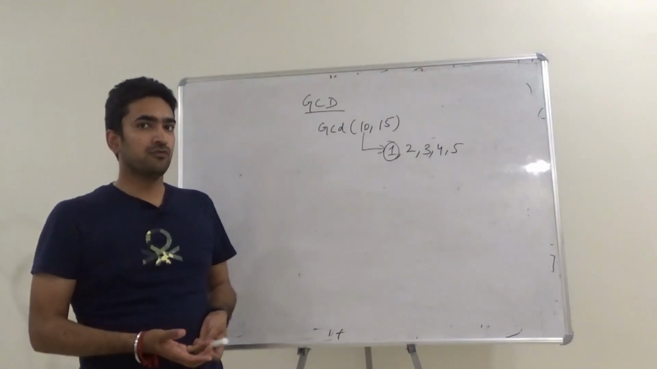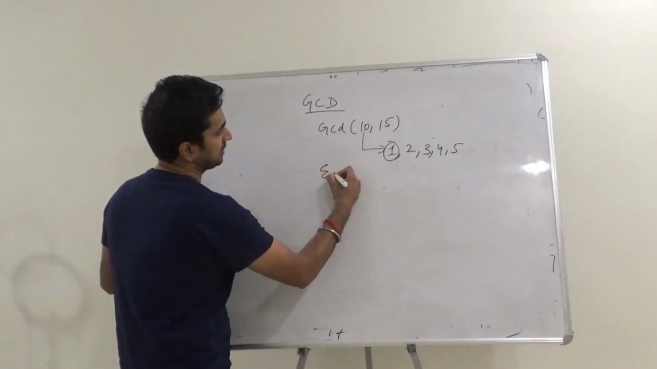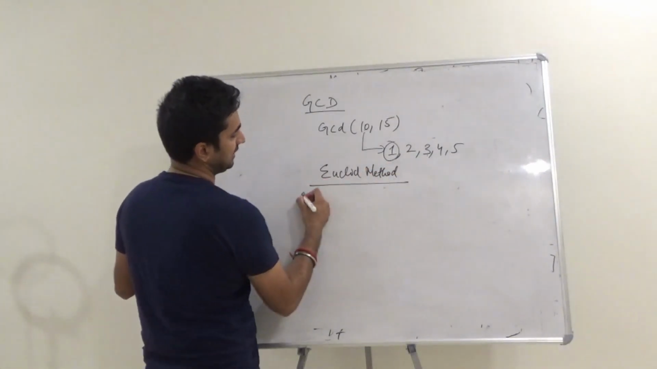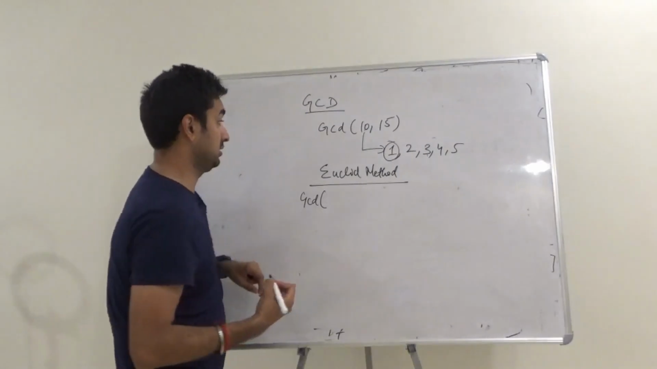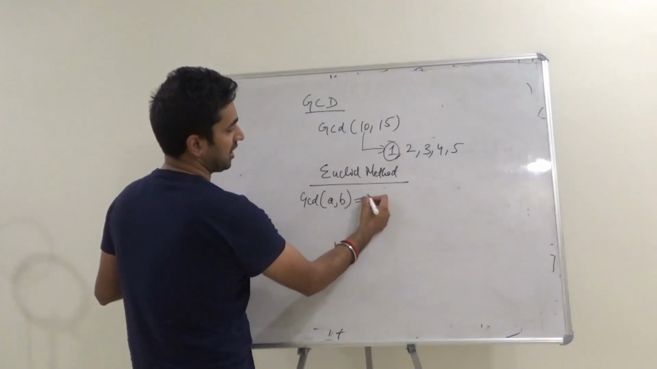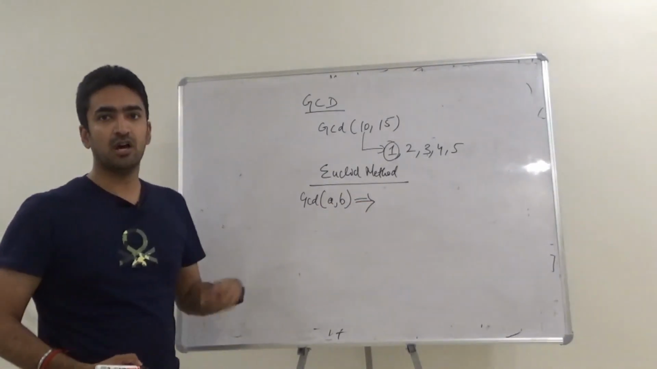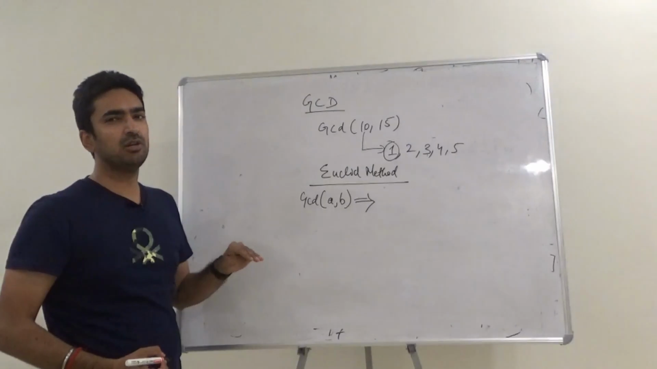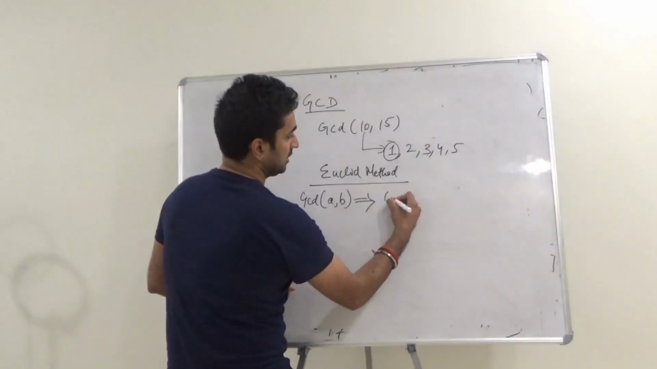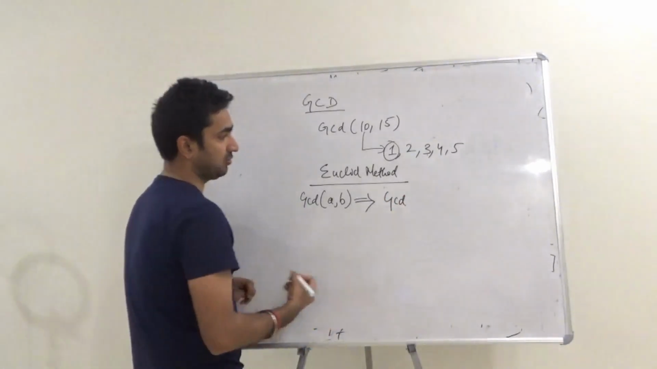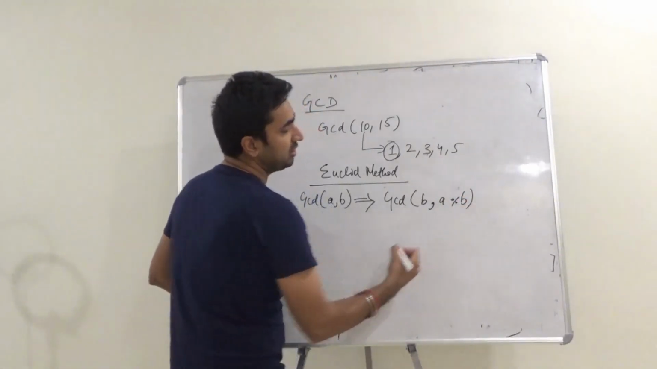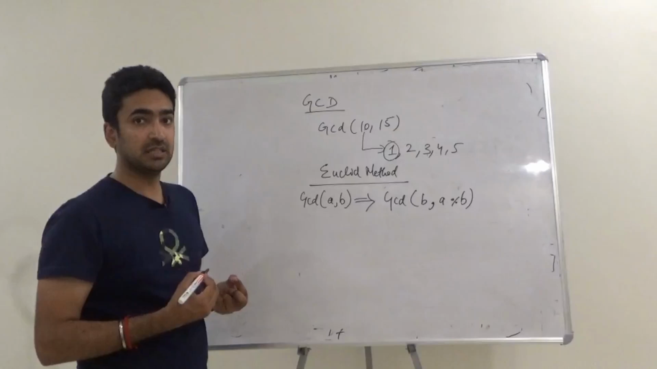But there is another approach, which is known as the Euclid method. Now what does this method say? When you have to calculate the GCD of two numbers, a comma b, how can it be calculated? This method says the answer will be calculated as GCD of b comma a modulus b. Now this is actually a recursive method.